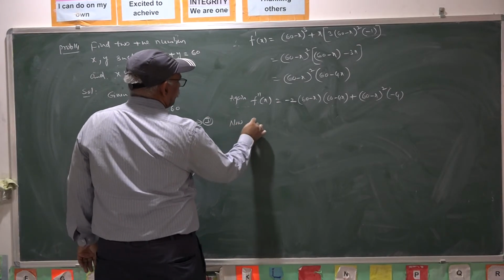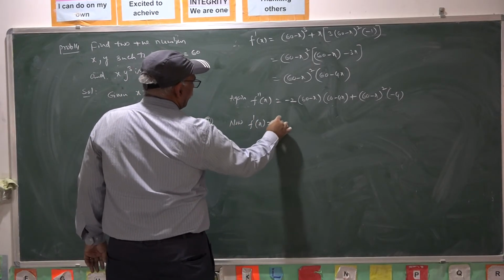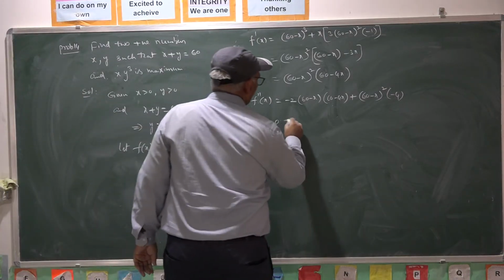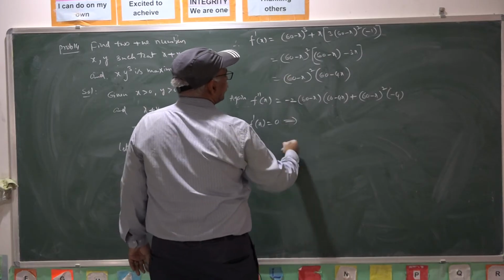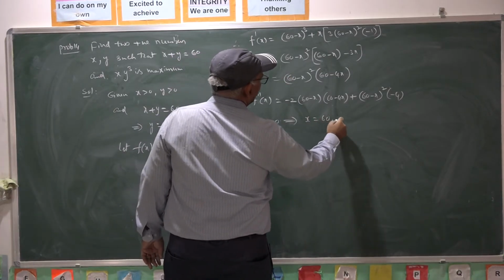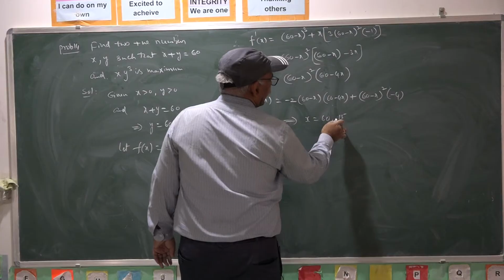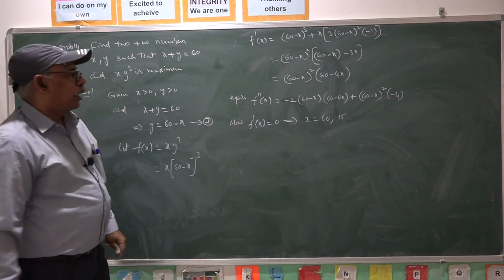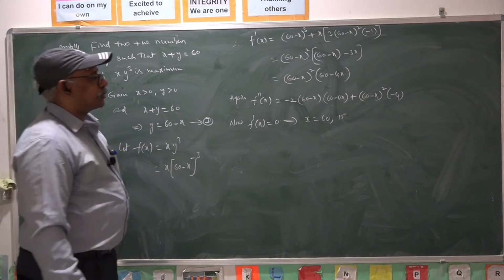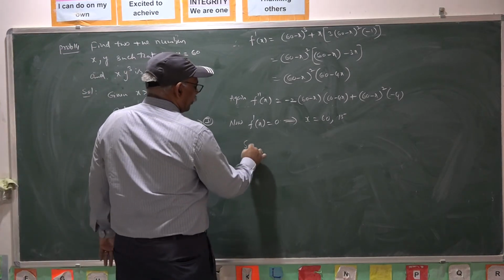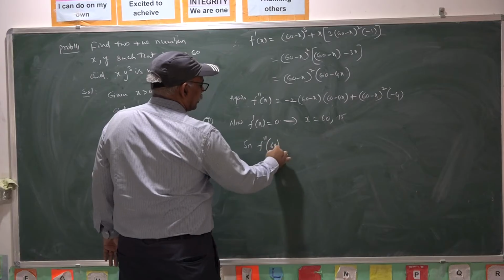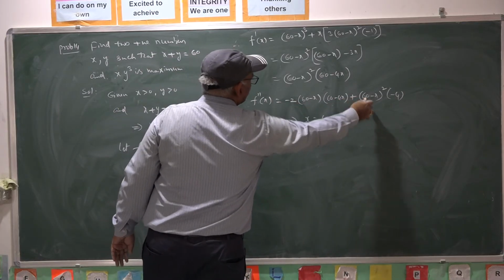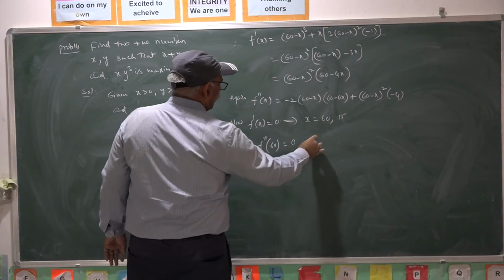Now f dash x is 0. Either to maximize or minimize the function, make the first derivative 0. So taking f dash x equal to 0, we get x equal to either 60 or 15. From this factor we get 15, from this factor we get 60. Observe f double dash x at these values. F double dash 60 is 0.